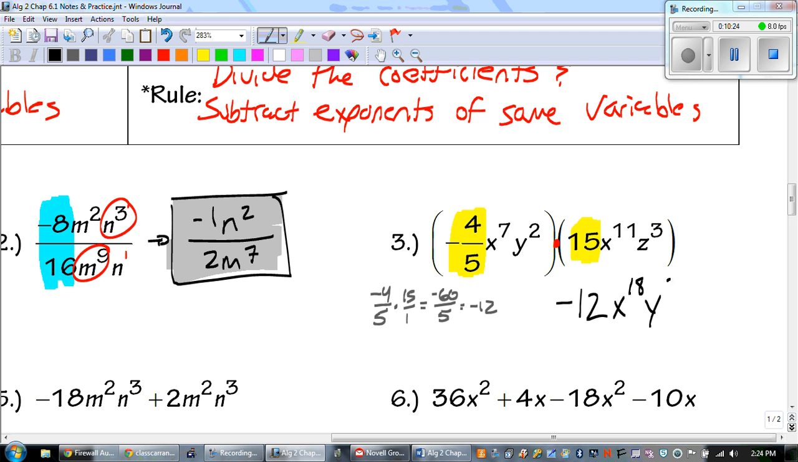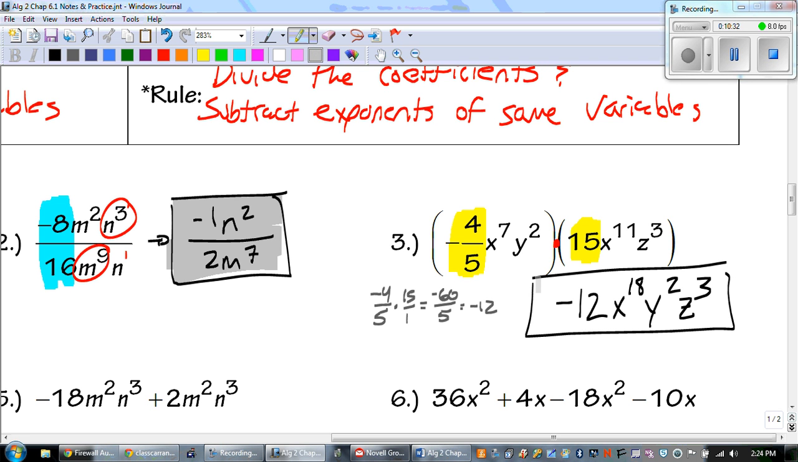Now there, y is all by itself, and the z is all by itself. I almost added the y and z's. Remember, we can only do that with same variables.